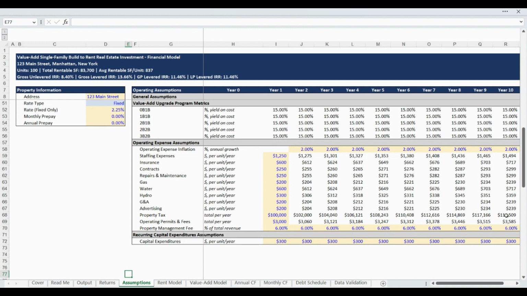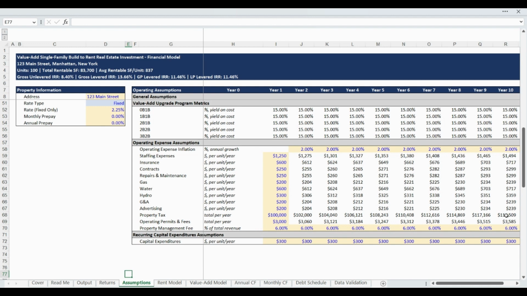Property tax as well as operating permits and fees are entered on a total per year basis. For example, if the property you are analyzing has a property tax bill for $100,000, you will enter $100,000 as your property tax assumption. All expense assumptions are grown at an annual operating expense inflation rate using the year 1 assumption input as the base.